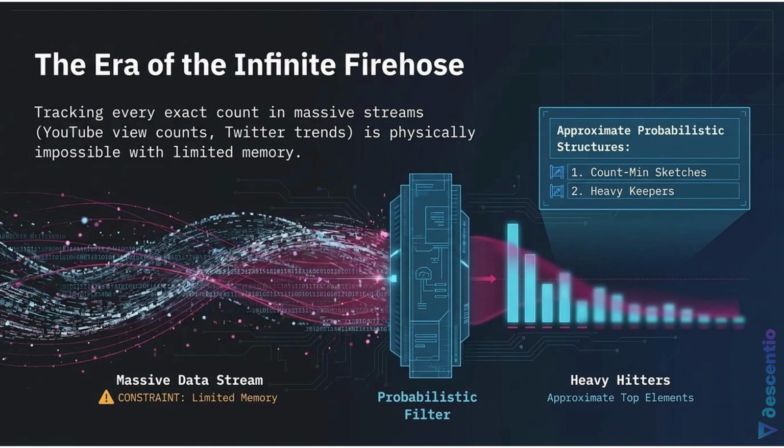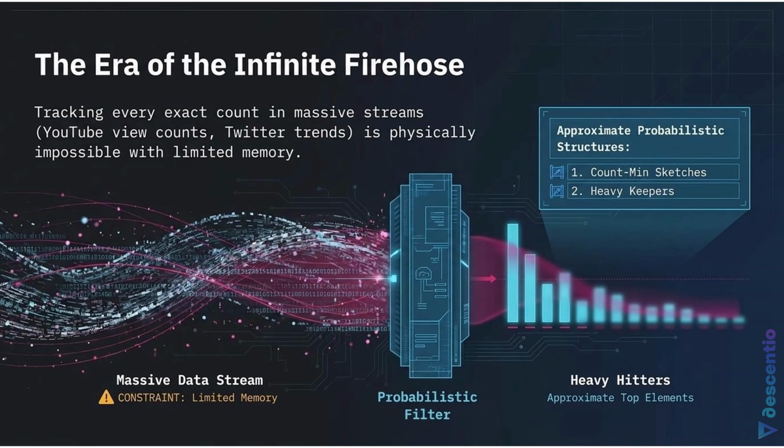Right. When a new item arrives in the fire hose, say a specific video ID, the sketch passes that ID through every single hash function. Each function generates a column index for its respective row. The algorithm then simply increments the counter at those specific intersections. Wait. If you have billions of unique video IDs and only a small matrix, multiple different IDs are inevitably going to hash to the exact same bucket.